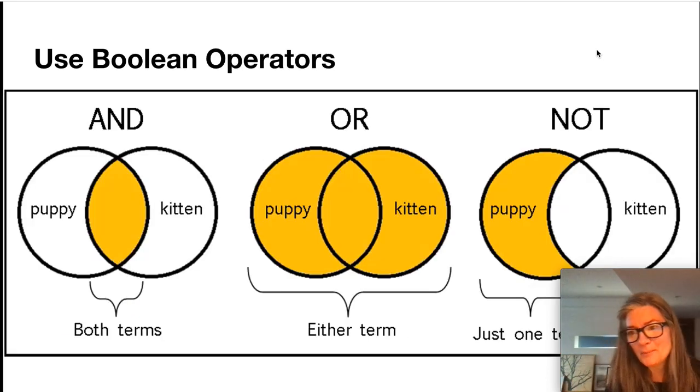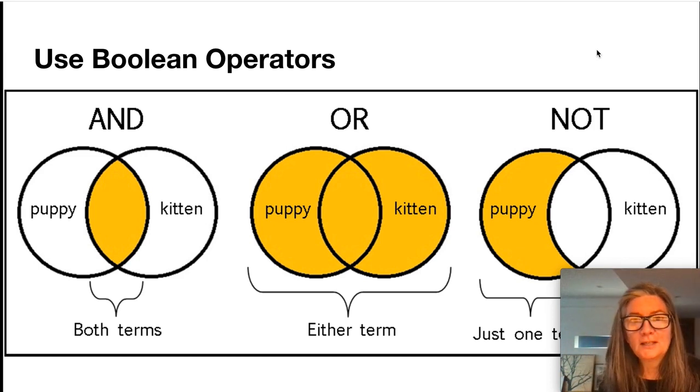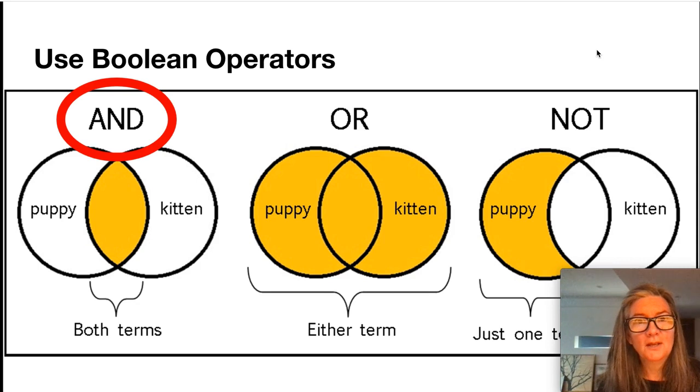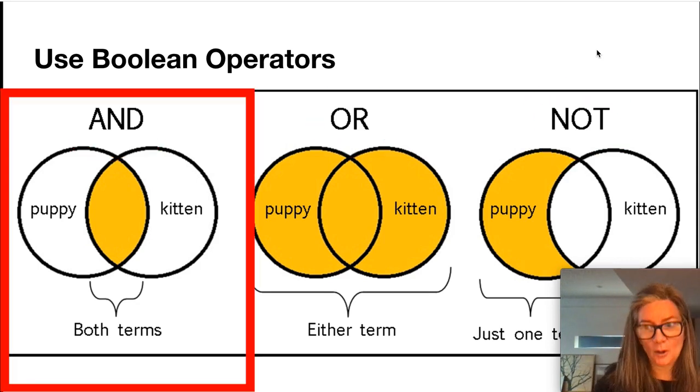Okay, Boolean operators are like librarian talk for expanding and narrowing your search. And the operators are the three words AND, OR, and NOT. So AND is a Boolean operator, and it gives you fewer results.